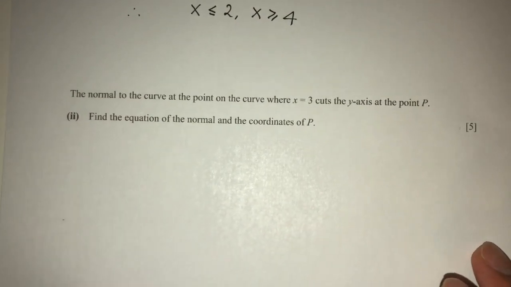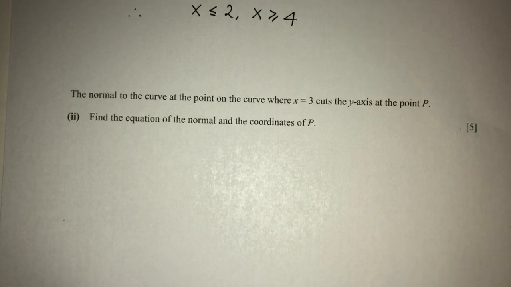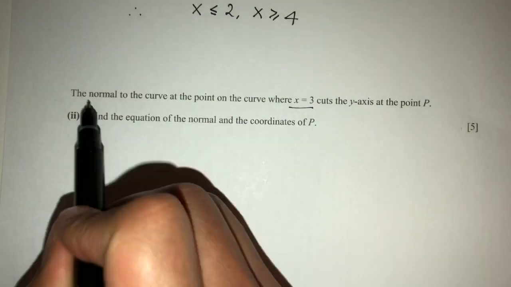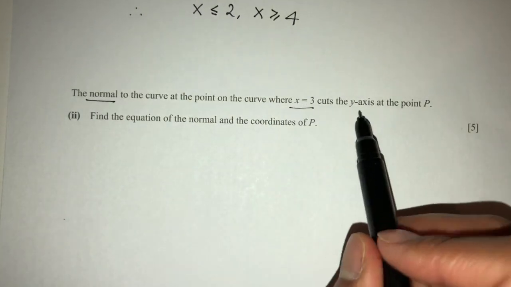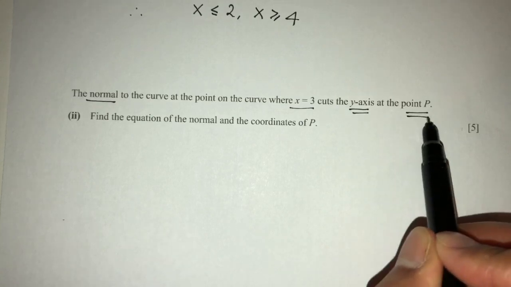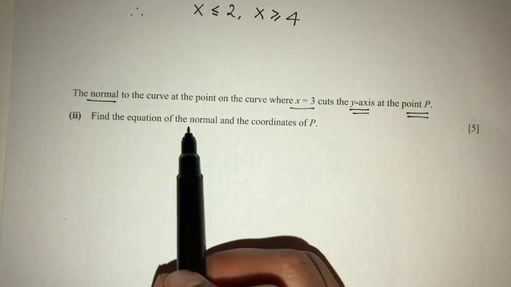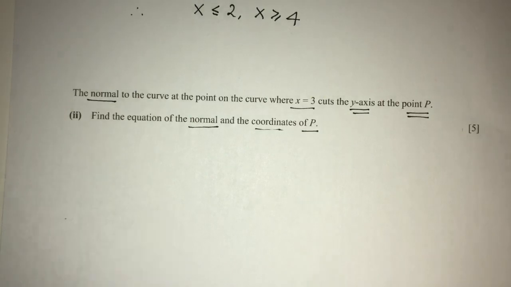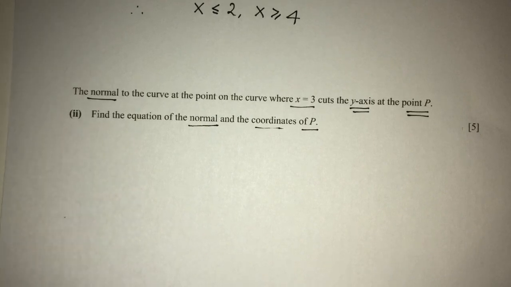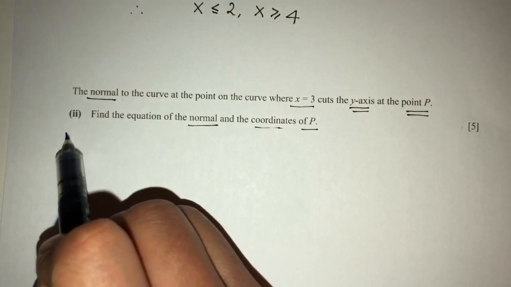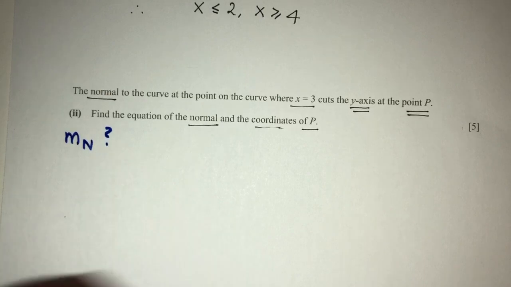Now for part 2, the normal to the curve at the point on the curve where x equal to 3. So the normal at this point cuts the y-axis at P. Find the equation of the normal and the coordinate of P. So let's do one by one. So normal is a straight line. To find the equation of a straight line, we must first find the gradient of the normal.